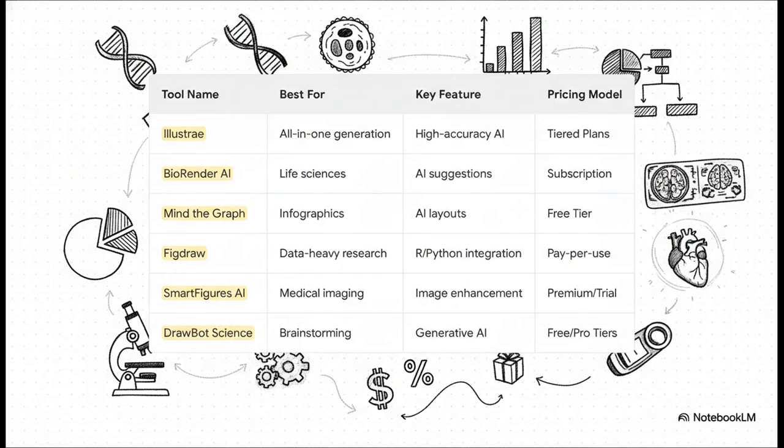This chart gives you a really nice at-a-glance overview of some of the top players in the game right now. You'll see highly specialized tools like BioRender AI, which is fantastic for life sciences diagrams, or Smart Figures AI for medical imaging and microscopy. Then you've got more general-purpose tools like Mind the Graph, which is great for infographics and posters. And what's really important to look at is that final column. The pricing models are all over the place, from subscriptions to pay-per-use, and a lot of them have free tiers or big academic discounts. So there's almost certainly an option that fits your budget.